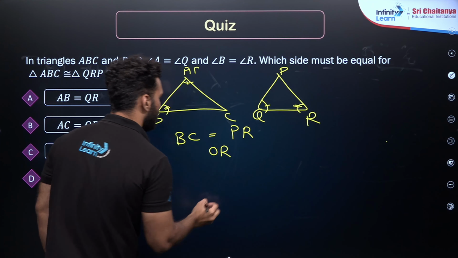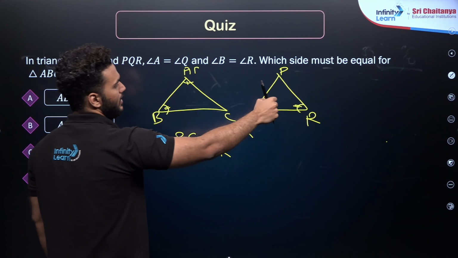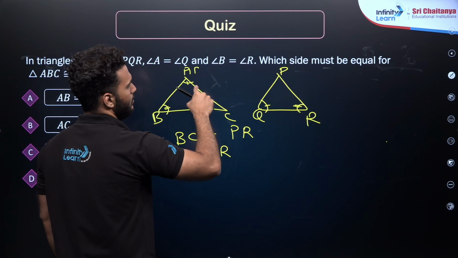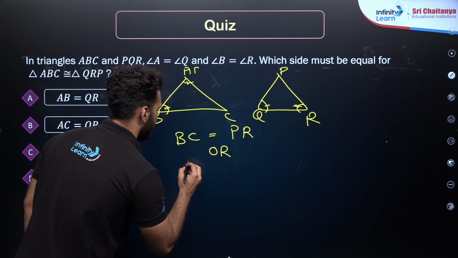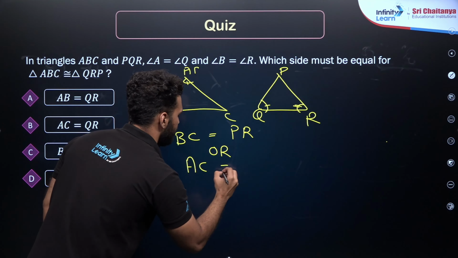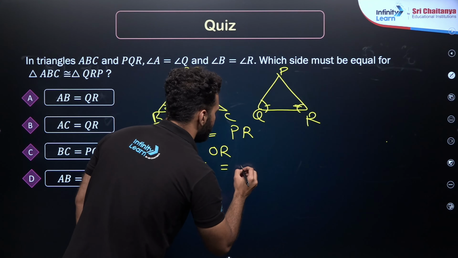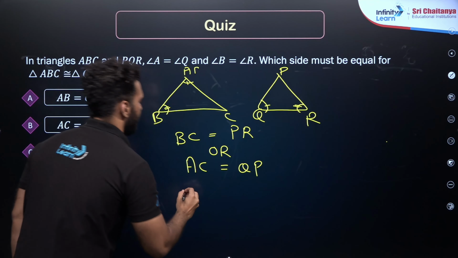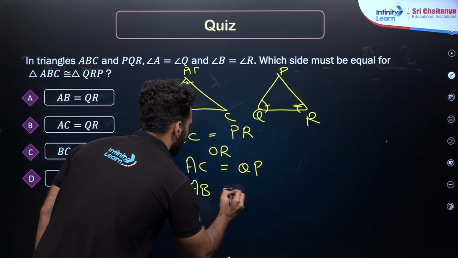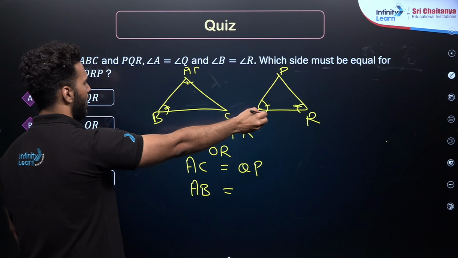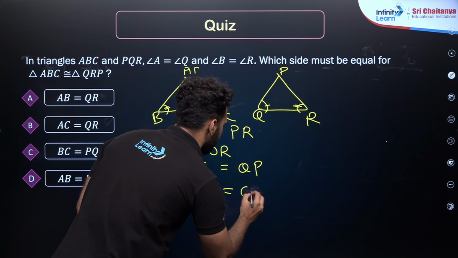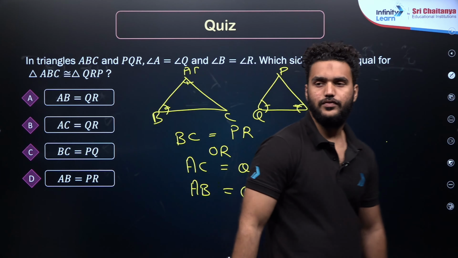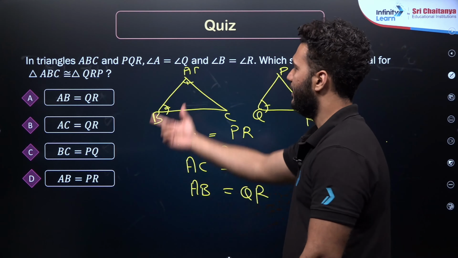Or you can prove AC. AC is what? This angle connected to this angle, which is QP. AC is equal to QP, or PQ. And this line AB should be equal to QR or RQ. Prove any one of them and you will be able to prove that they are congruent.